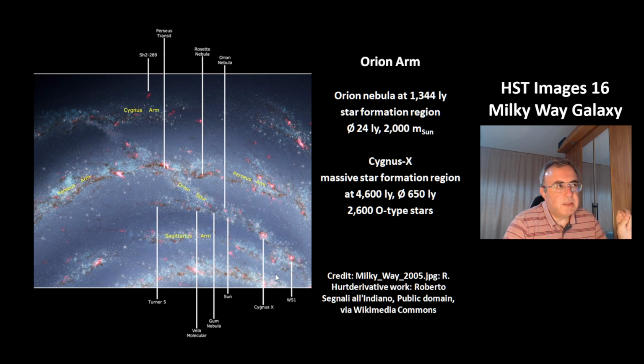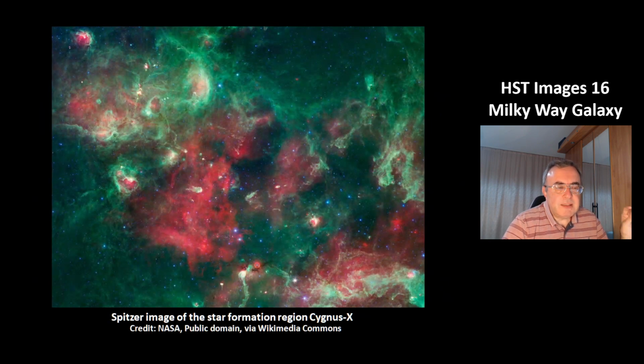Another region is Cygnus-X. That's a massive star formation region at 4,600 light years distance with a size of 650 light years, and it contains 2,600 O-type stars. This is a Spitzer image of the star formation region Cygnus-X.